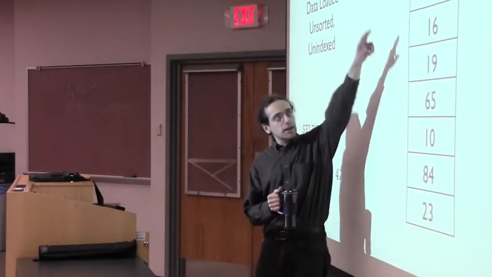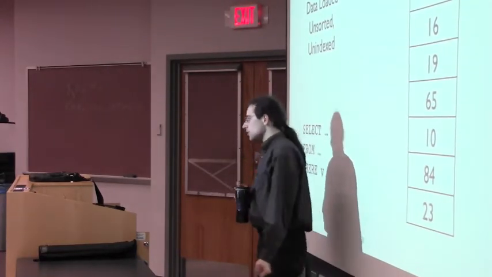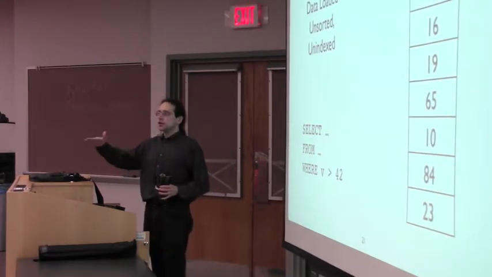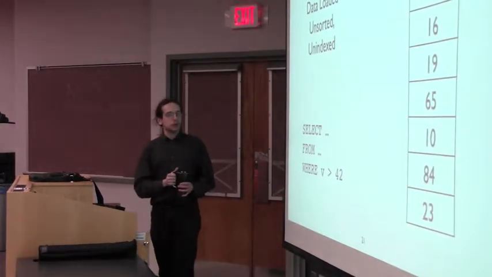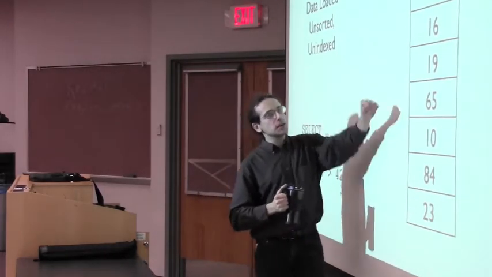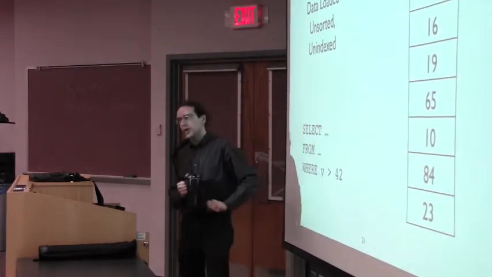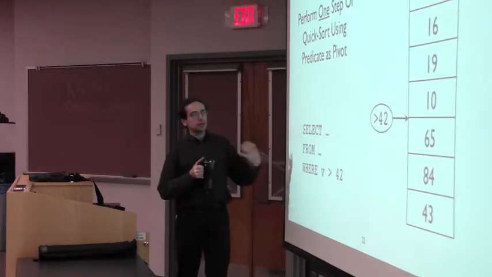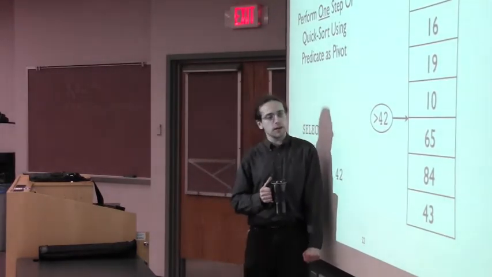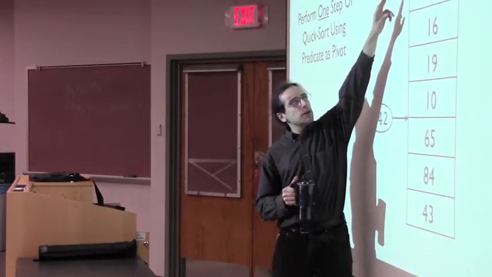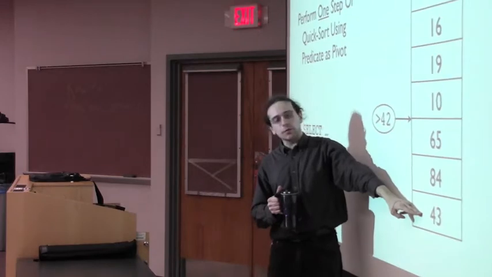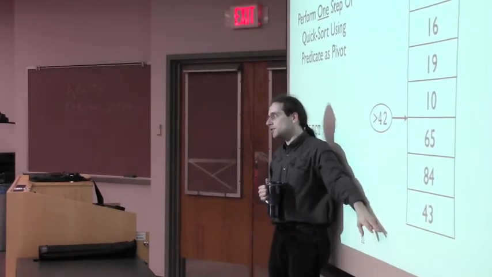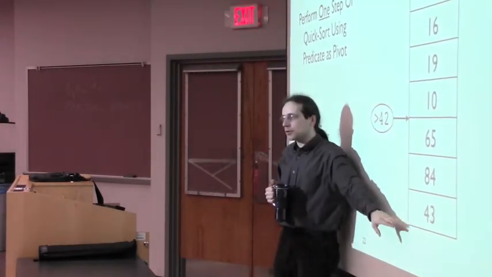But what we can do is, as we're scanning through that data, do essentially one step of a quicksort. So what does quicksort do? We pick a partition value, and then we split the data based on that partition value. In this case, we choose the partition value to be 42, and then perform just one step of quicksort using that value as a pivot. Every time we encounter a value greater than that pivot, swap it with whatever's at the end, and rinse and repeat. Eventually we'll go through the entire list, find all of the tuples greater than 42, and we can return them. That's easy.